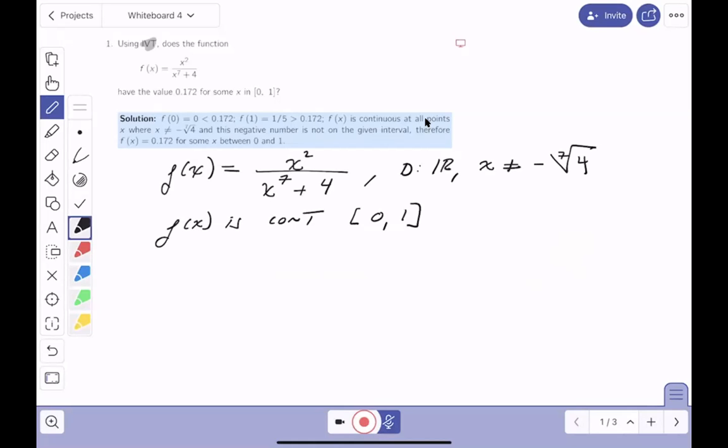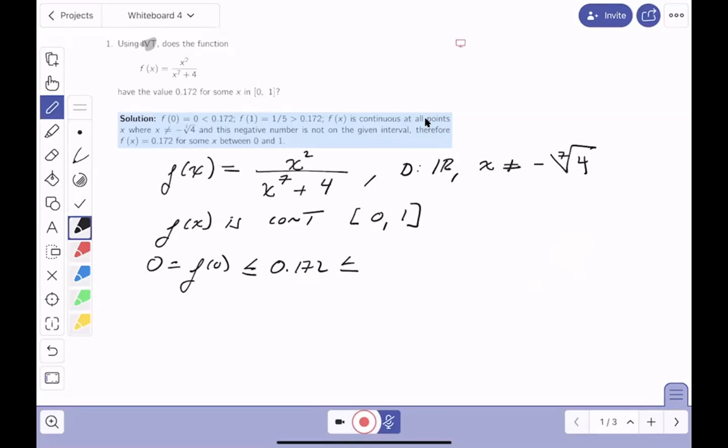And then I have to start thinking about, it says using the IVT, is there a value? Let's write this down. So I'm wondering about this over here. So I'm going to say 0.172. I'm going to try to find something above it and something below it. And certainly I'm going to play it safe. I'm going to say, I wonder what f of 0 is. Well, f of 0 is equal to 0. And that's definitely below that number.